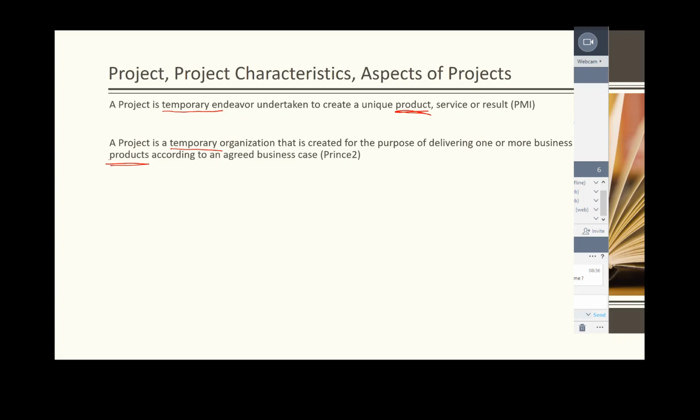So both are defining the project in a similar way, whether it is PMP, or when I interchangeably use the terms PMI, PMBOK or PMP. So everything is same, right? If you see the definitions, they are pointing in the same direction. Both say that a project is a temporary thing and it is basically used in order to create a product, right? And you see something different here, which is nothing but according to agreed business case. So I'll tell you what is meant by agreed business case.